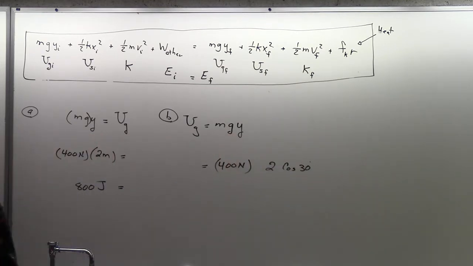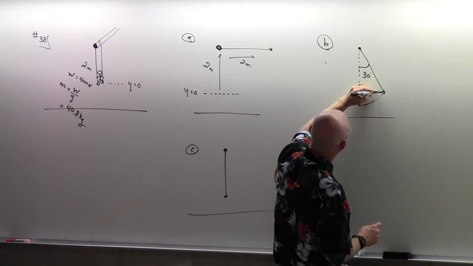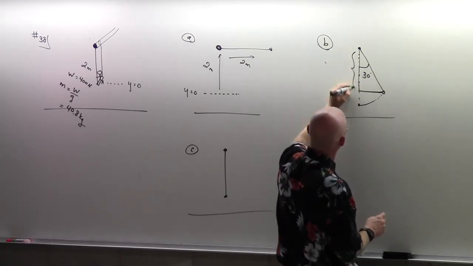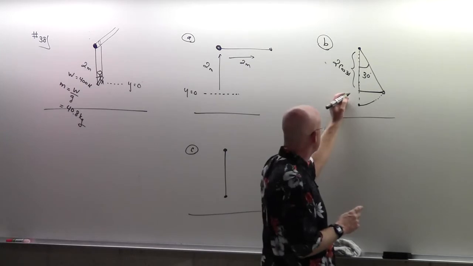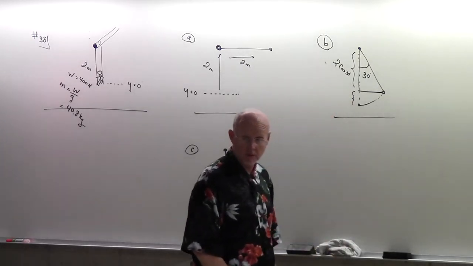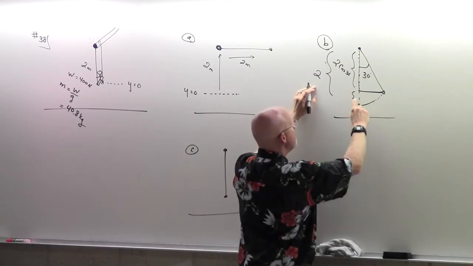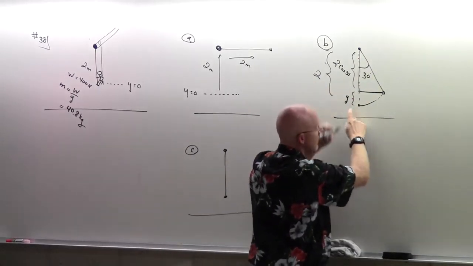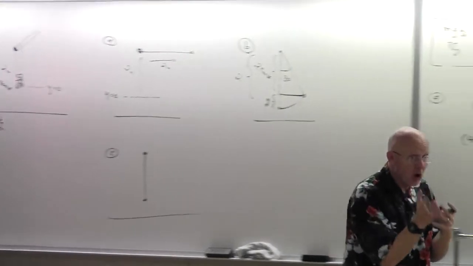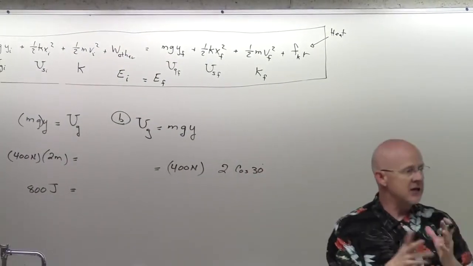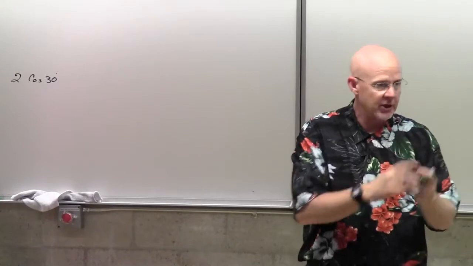Let me draw the picture here. Right, if this swings back here, then if I make a triangle, this part right here is 2 cosine 30. That's not the height of the child. The height of the child is that piece, right? And that piece would be the whole length, 2 meters, minus this length, which would give me my y. And so again, dealing with gravitational potential energy, it's not supposed to be hard. I'm trying to illustrate you don't have to pay any attention to the horizontal motion. That's what's going to make it easy. You do have to pay attention to the vertical height, and then, of course, you have to do your geometry to make sure you get the vertical height.